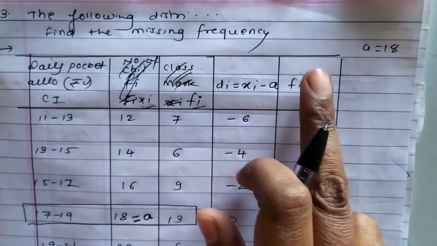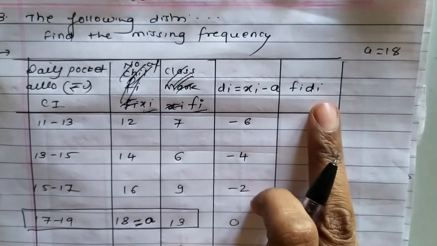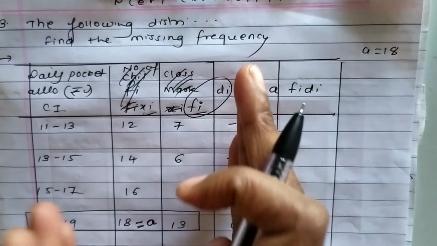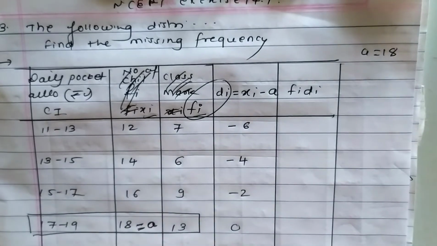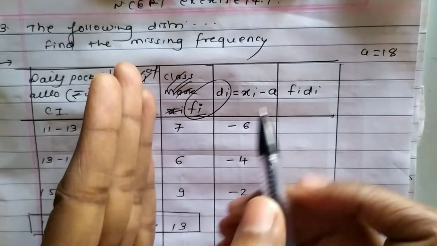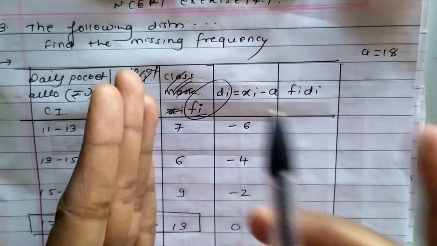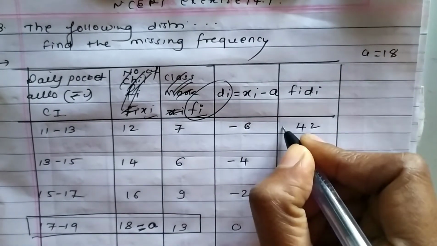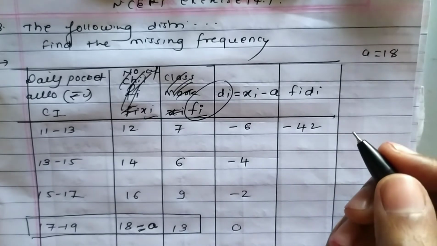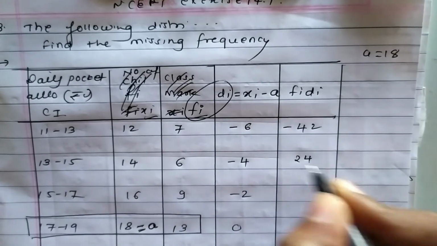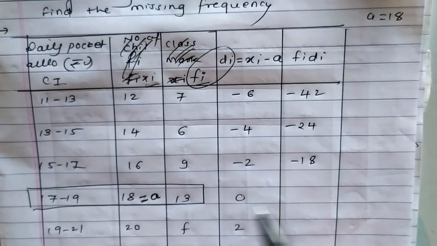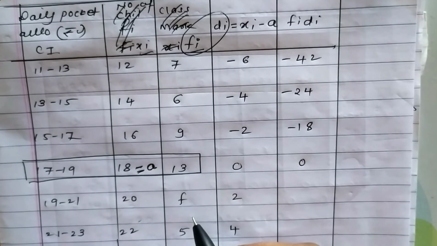Now find out the product of fi into di. So these two columns you have to take. Focus on only these two, don't focus on the others, because there will be a lot of calculation in statistics. So focus only on the data you need. 7 6s are 42, plus minus becomes minus, multiplication of integers properties. 6 4s are 24, plus minus is minus. 9 2s are 18, plus minus is minus. Then 13 zeros are 0.